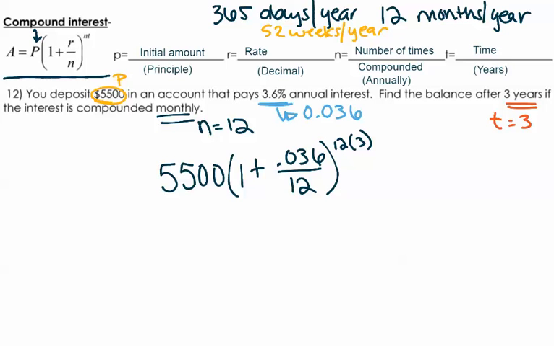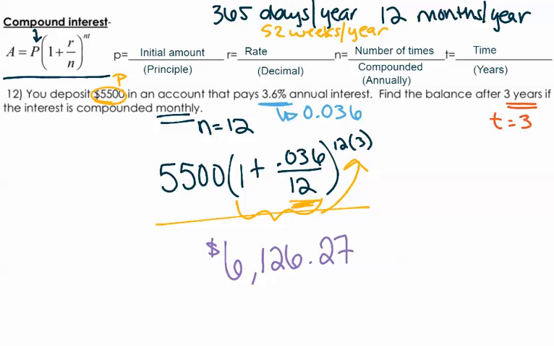Ideally, we want you to keep this in your calculator 100%. If you can't keep it in your calculator 100%, that's okay. The first thing you're going to do is type this in your calculator, and then add 1 to that. Then you're going to raise it to the 36th power, because you should hopefully know that 12 times 3 is 36. And finally, you're going to multiply that with 5,500. When you do all of that, you should end up getting a final answer of $6,126.27. Since we're talking about money, it naturally makes sense to round to 2 decimal places.